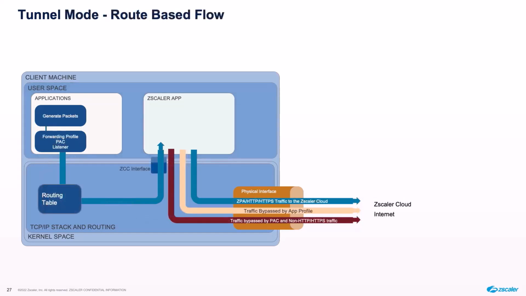In the route-based mode, again, there is a routed adapter. There's an additional network adapter that's configured on the machine. And in a scenario where the tunnel with local proxy is not configured, the application generates traffic, it follows the routing table, and that traffic routes into the Zscaler Client Connector IP address. The application PAC processes the traffic, and again, traffic routes either to the Zscaler cloud or it bypasses and routes directly to the internet.